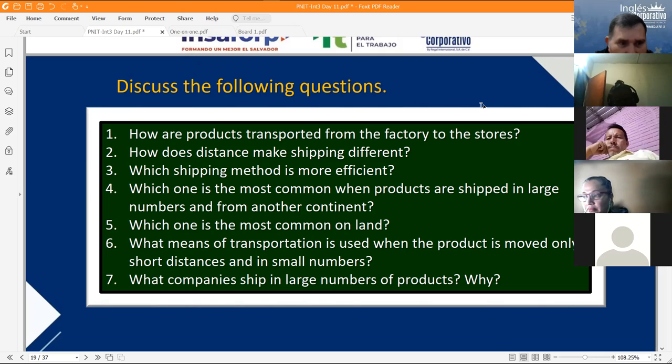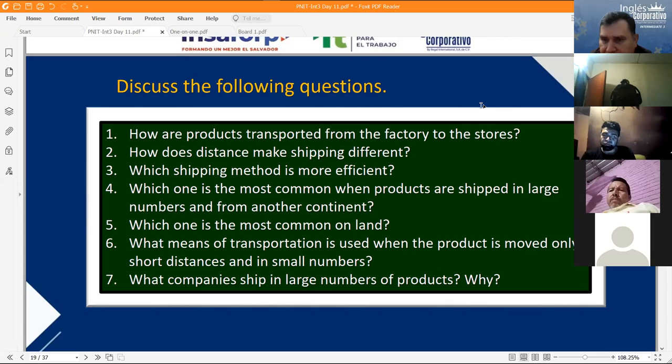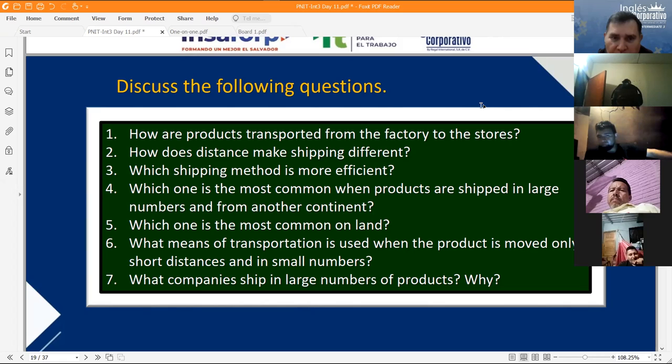Number three. Which shipping method is more efficient? I think the plane. By plane, right? Yes, okay. Less fuel, longer distances. Yeah, I guess so.